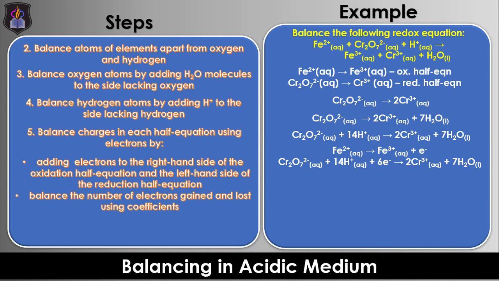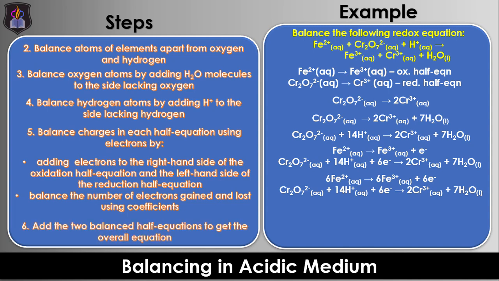0. So we add 1 mole of electron to the right hand side of the oxidation half equation to neutralize the excess positive charge to +2, and 6 moles of electrons to the left hand side of the reduction half equation to reduce the excess positive charge to +6. We then balance the number of moles of electrons transferred, or gained and lost, by multiplying the oxidation half equation by 6 and the reduction half equation by 1.